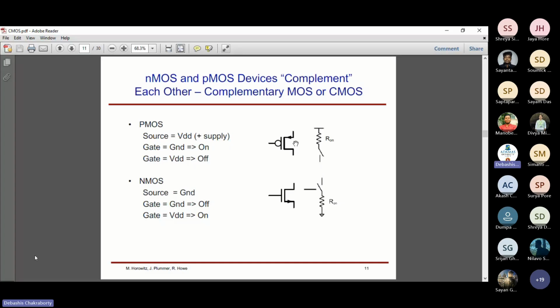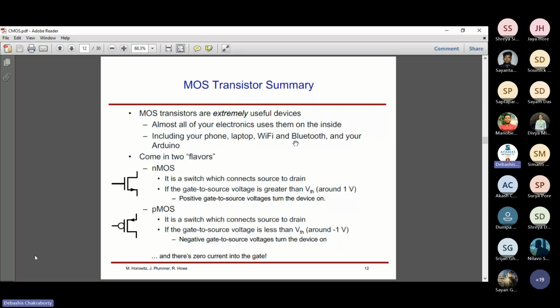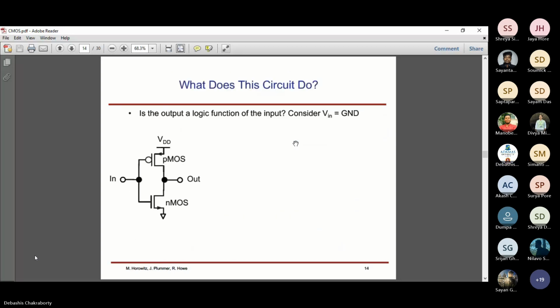That's why this type of complementary behavior of MOS, and the connection between this PMOS and NMOS together, produces a new device, and that new device is known as the CMOS, where C stands for complementary MOS. After this slide we can simply have a connection just like this.